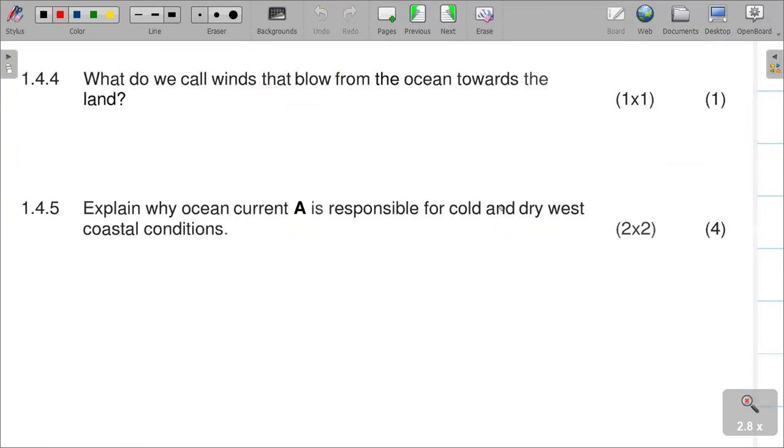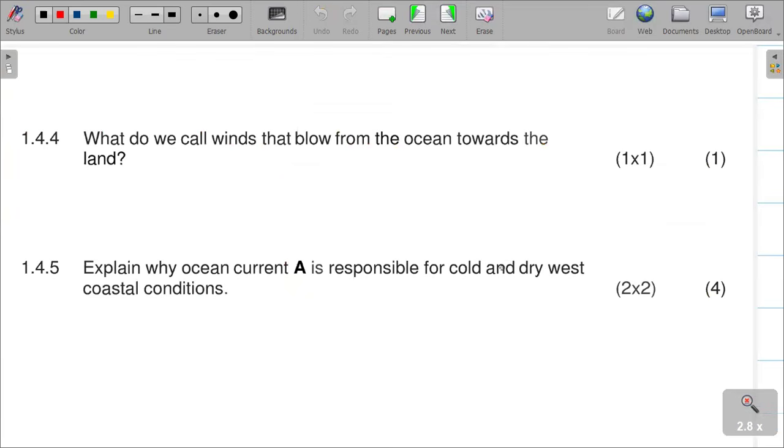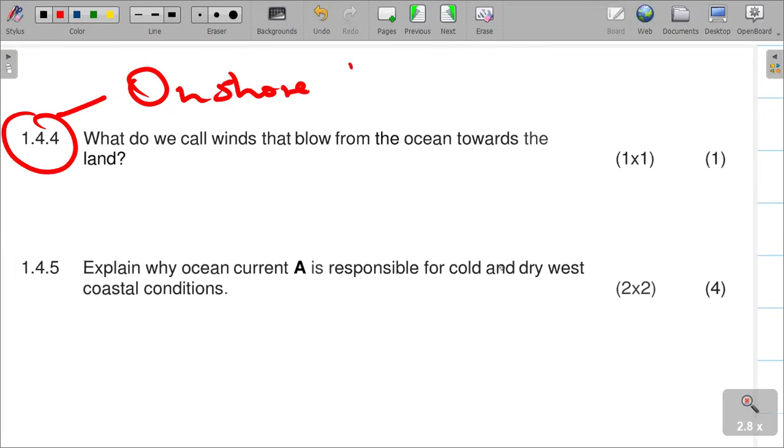The next question is asking, what do we call winds that blow from the ocean towards the land? It is given in the context. The winds that blow from the oceans to the land, we call them onshore winds.